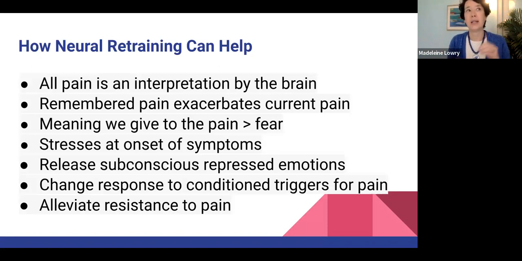Remembered pain exacerbates current pain. So any pain that you've had, especially in that part of the body in the past, will exacerbate your current experience of pain in that same area.